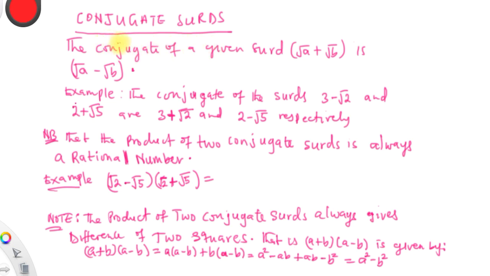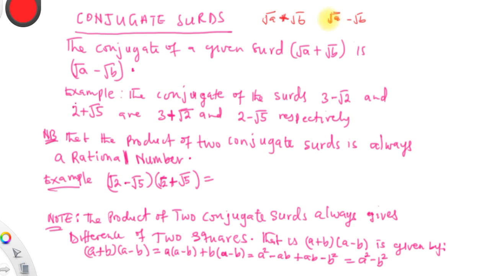So what do you mean by conjugate sets? What is the meaning of conjugate? When we say conjugate set, what does it mean? We are saying that the conjugate of a given set: suppose you are given the set square root of A plus square root of B, then the conjugate of this set is given by square root of A minus square root of B. So we just have to change the sign.